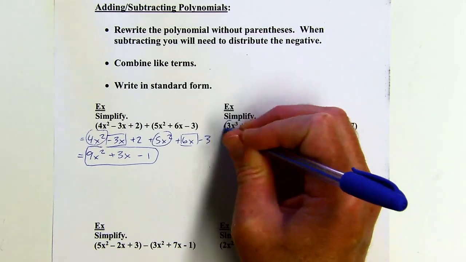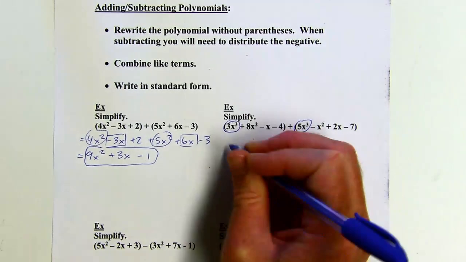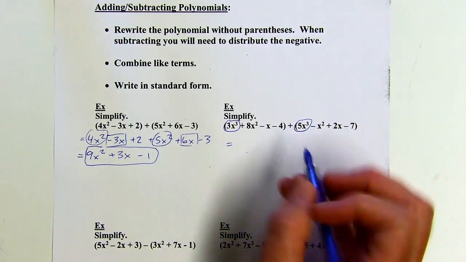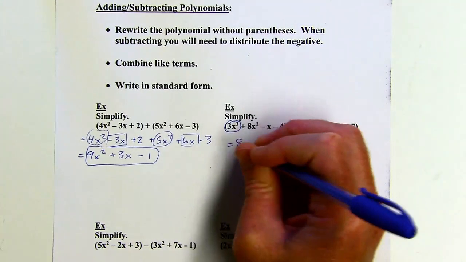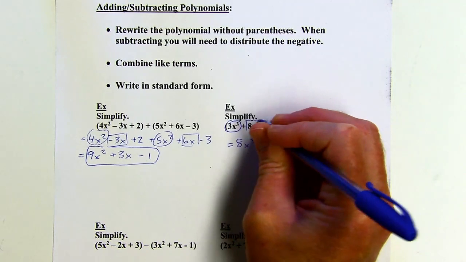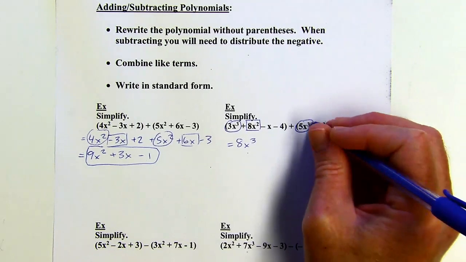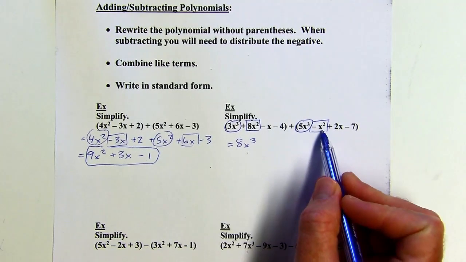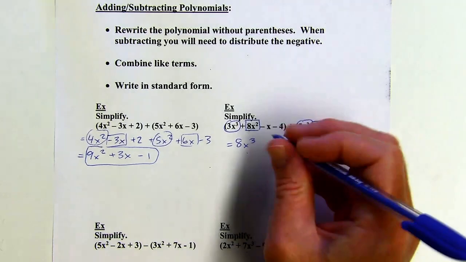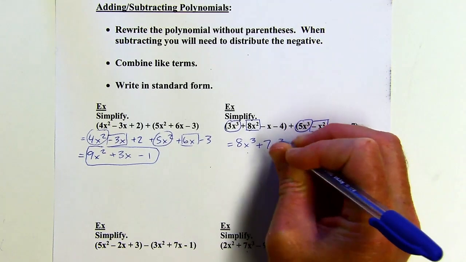So I'm looking, okay, these are like terms, they're third degree, so 3x to the third plus 5x to the third is 8x to the third. Okay, and I'll put a box around the squared terms. I'm going to be adding these together, so 8x squared plus negative x squared, that's the same as 8x squared minus x squared, that would be 7x squared.